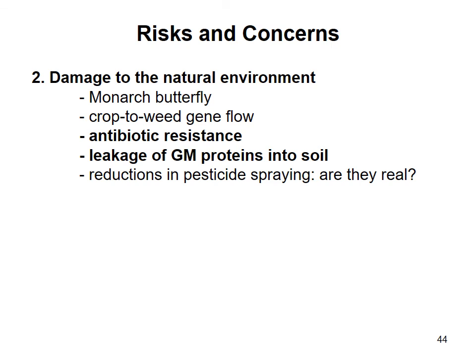Next, we consider antibiotic resistance and leakage of GM proteins into the soil. So there's also concern that transgenic plants growing in the field will transfer their antibiotic resistance genes to soil microorganisms, thus causing a general increase in the level of antibiotic resistance in the environment. However, many soil organisms have naturally occurring resistance as a defence against other organisms that generate antibiotics. So genes contributed occasionally by transgenic plants are highly unlikely to cause a change in the existing level of antibiotic resistance in the environment.